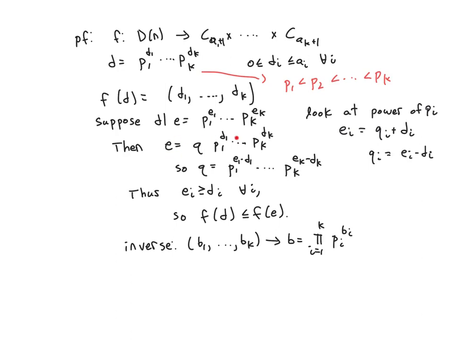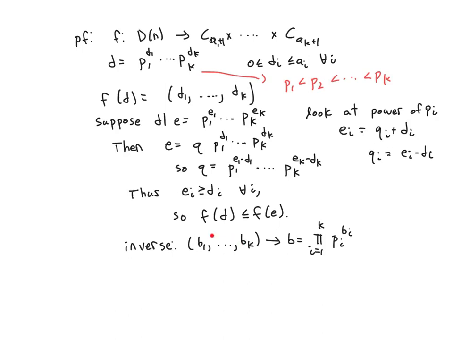In particular, since these are integers, this tells you that these must be nonnegative numbers for all i, which tells you that these powers up here, e_i, have to be at least d_i for all i, which means that the ith coordinate of f(d) is less than or equal to the ith coordinate of f(e) for all i. So by definition of Cartesian product, f(d) must be less than or equal to f(e). And then I already pointed out what the inverse of this bijection is. Given one of these k-tuples of numbers, you just let b be the number where you raise p_i to the b_i-th power and take the product.